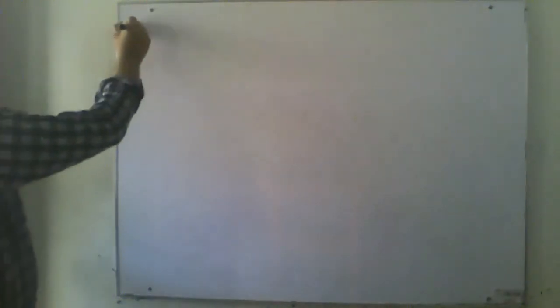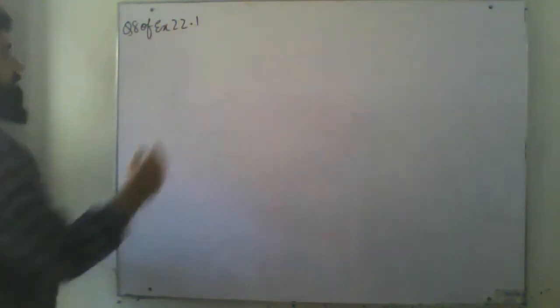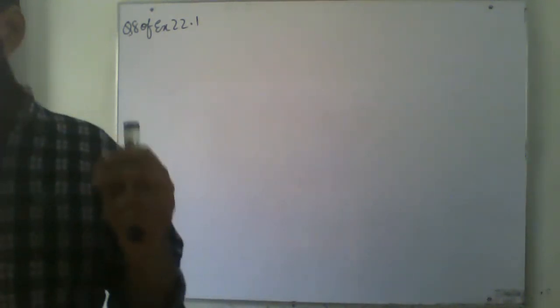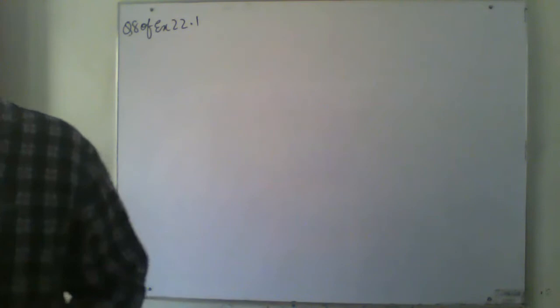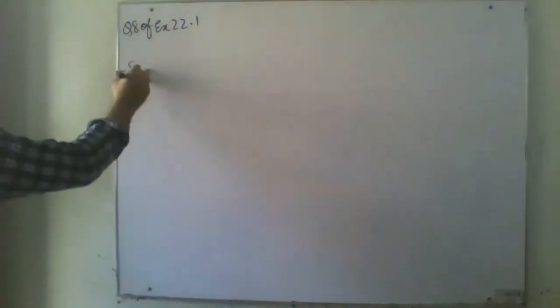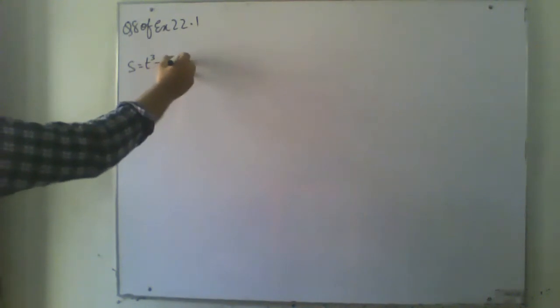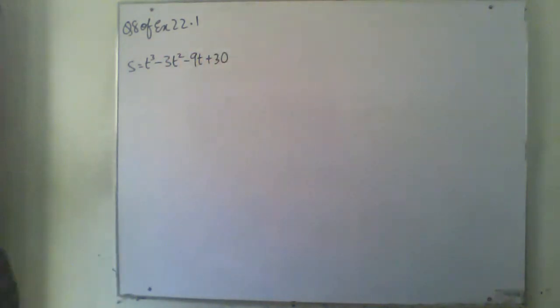Question number 8 of exercise 22.1. A particle P moves in a straight line so that its displacement from a fixed point O is given by s equals t cube minus 3t square minus 9t plus 30. This is the thing given to us.